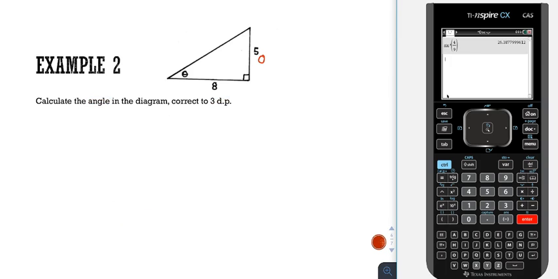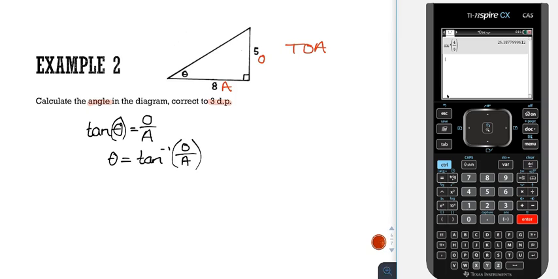Example 2, find the angle in the diagram correct to 3 decimal places. Label my sides. I've got O and A in this case, which is tan. So tan theta is equal to O over A. I can rearrange that formula. Theta is equal to tan inverse of O over A, where O is 5 and A is 8. And then I put this into my calculator again, and I get out a result of 32.005. Again, make sure you put in that degree symbol to represent your units.